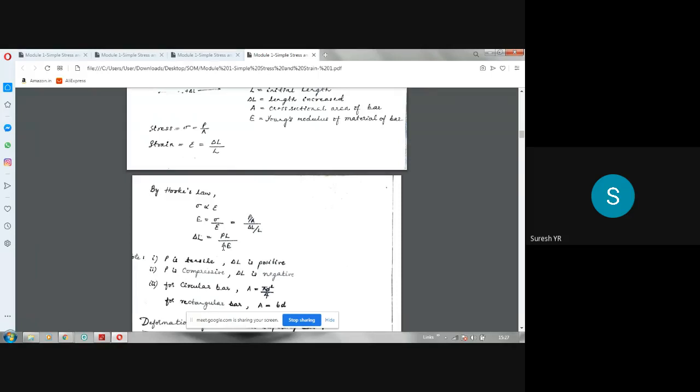Please note the units. P should be in newtons. L will be in millimeters. A will be in millimeter square. E will be in Newton per mm square. So you are going to get delta L in millimeters.